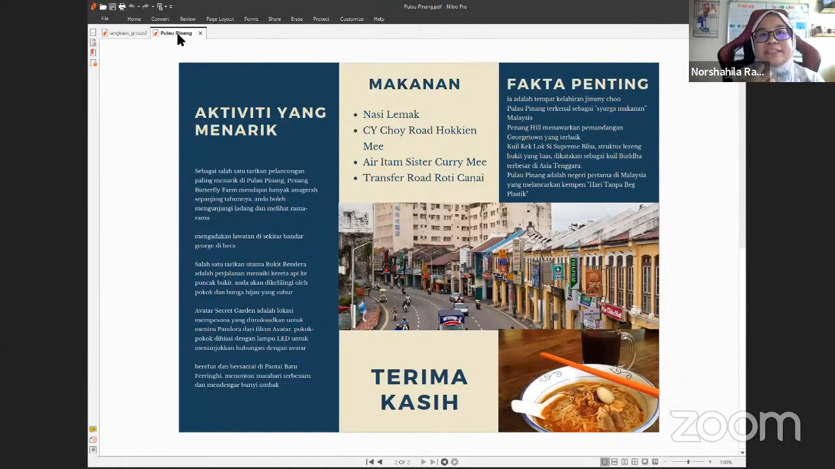So how you want to deliver your pamphlet is up to you. You can do something like this using Canva, or you can use Photoshop, or Procreate. Maybe you can draw and do it on your own, also can. Any questions about the pamphlet? Are you clear?